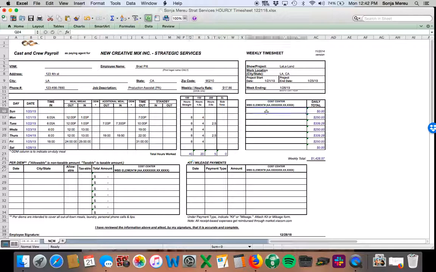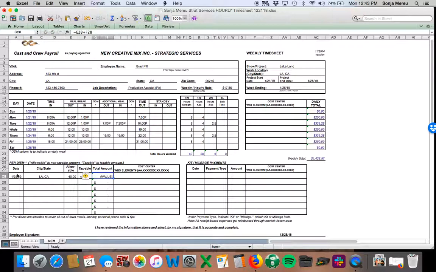Now, this section, the WBS element, would only be if your company is providing you with additional coding that they want you to put in, but typically you would leave this blank. That's for their accounting to deal with. Per diem, same thing. If you're getting per diem, you could list that. Like, for example, if on this overnight you had per diem for some reason, you could write that you got per diem, and let's say it was $40. And is that taxable? We'll say no.